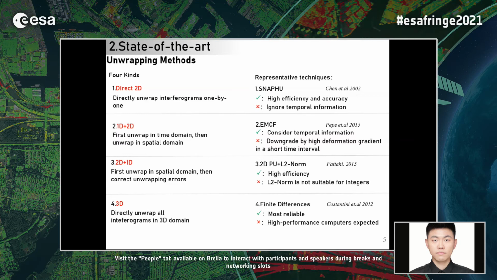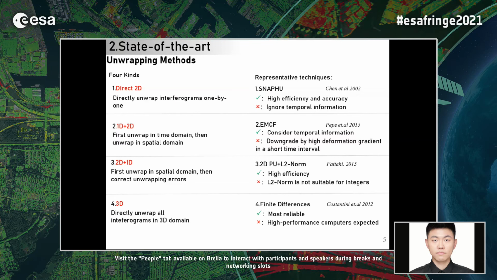The second category is one-dimensional plus two-dimensional. The representative technique is extended MCF proposed by Pepe. It further considers temporal information. It first unwraps all interferograms in the time domain, then unwraps all interferograms in the spatial domain. Its performance can be degraded by high deformation gradient in a short time interval.